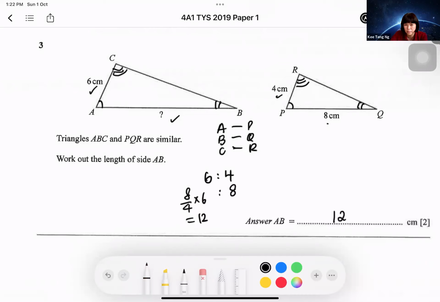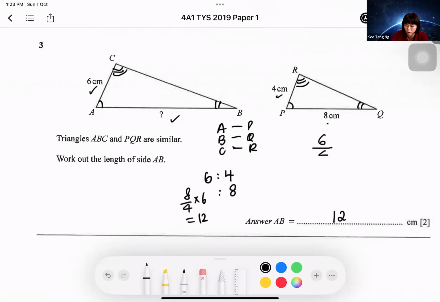Have you gotten your answer? Now, some of you prefer to do a fraction. You can also do 4 over 6 and compare it with 8 over AB. Then you do your cross multiplication. I also can write my ratio the other way around.